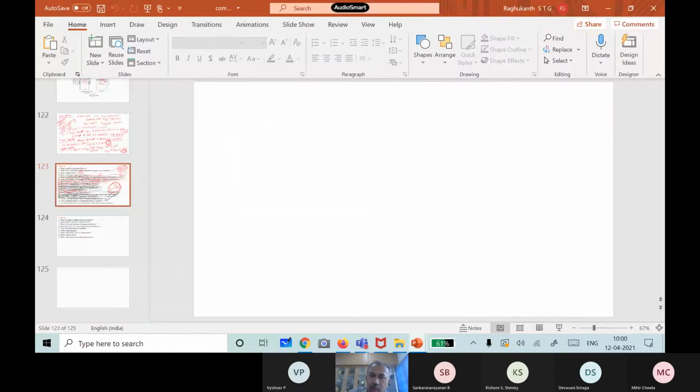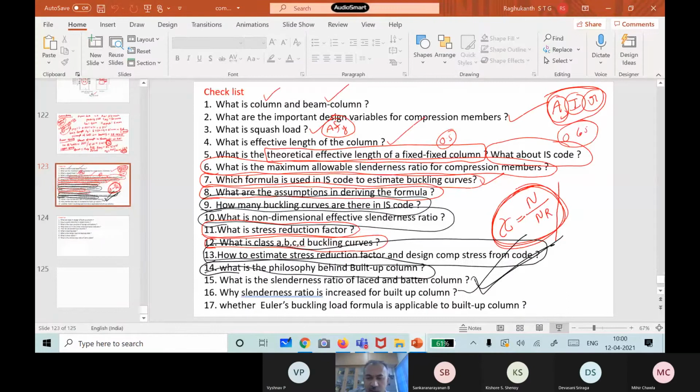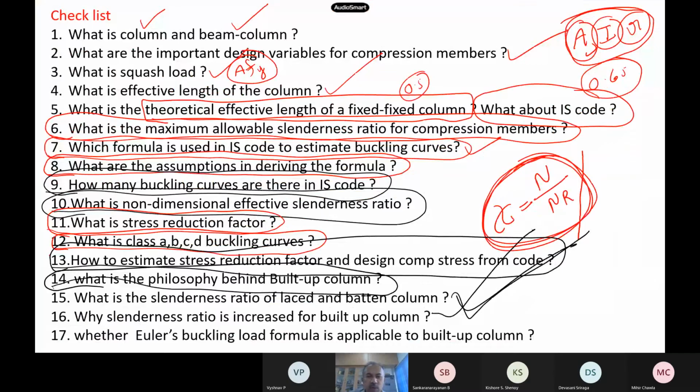If you remember, last week we almost closed our compression members, then the column splices also. I think last week we had a tutorial also, where you solved problems on column splices. So with this, as far as this course is concerned, the compression member topic is whatever we have covered.